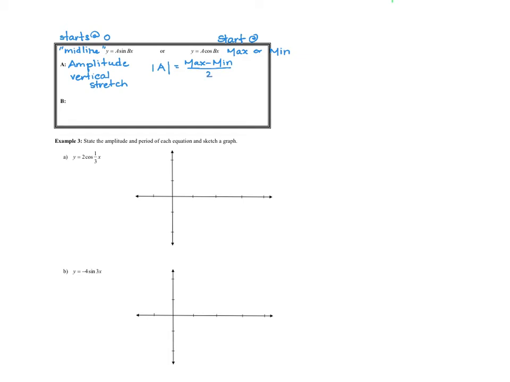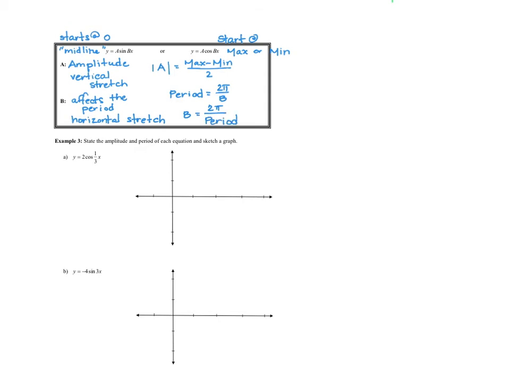We learned that the value of B affects the period, or the horizontal stretch, and the period is equal to 2 pi over B, or B is equal to 2 pi over the period.